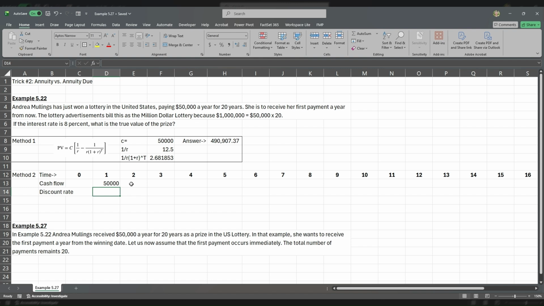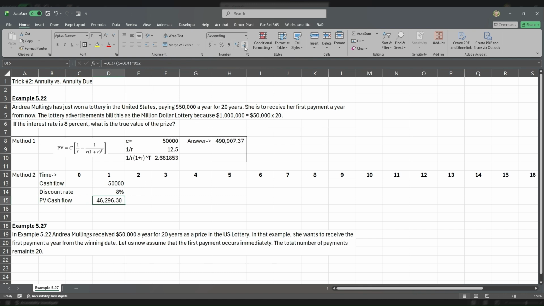The discount rate is 8%. And what I'm going to do is calculate the PV of the cash flow. And this is just the simple formula, present value of a single amount. So I'm going to take my future value, which is the $50,000 in 1 year from now, divided by 1 plus the discount rate to the power of n, which is 1. So the present value of $50,000 in 1 year from now, if 8% is a true discount rate, is this 46,296.